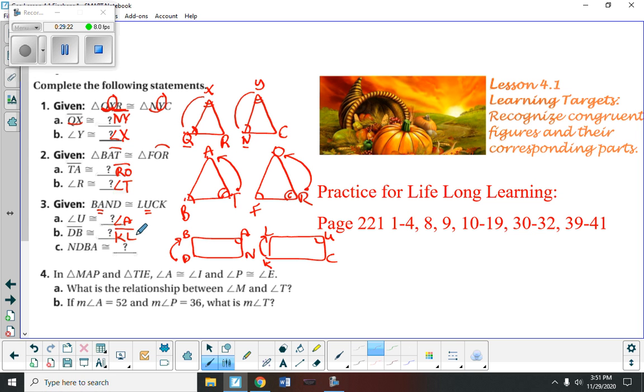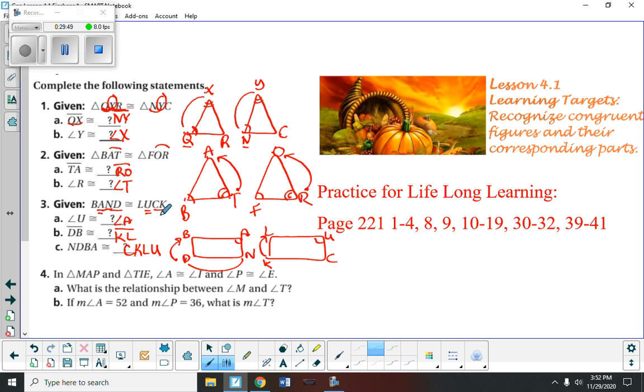And then lastly, here we named it in a different way, just with different letters. So starting with N, going to D, and then B to A. Here we would start with C and go to K, and then L and U. So we started with N and then went to D. So ND, CK, and then BA and LU.